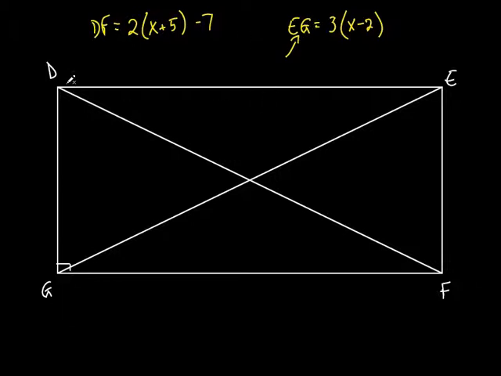The question says find EG. So this is what we're finding. Let's see the relationship, though. This is DF, which is this diagonal right here. They tell us DF is this expression, and they tell you EG is this expression right here. Well, what's true? This is a rectangle. What's true about the diagonals of a rectangle? They equal each other. They're exactly the same. Is that true about every parallelogram? No. Is it even true about a rhombus? No, it's only true when it's a rectangle. It's also true about a square because a square is also a rectangle. So these two are equal to each other. Does that make sense?